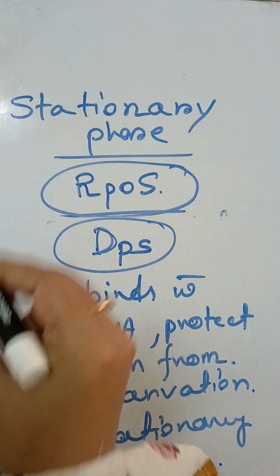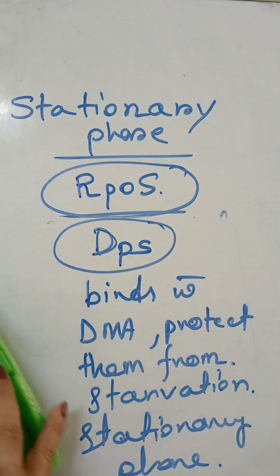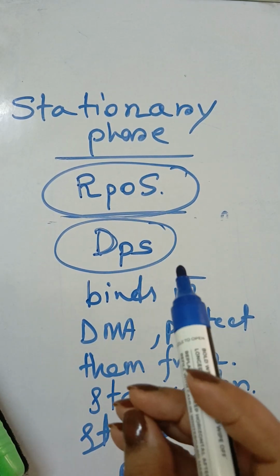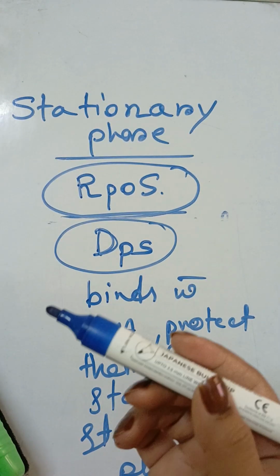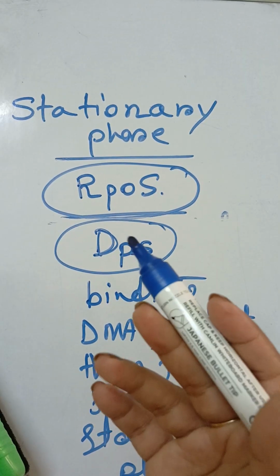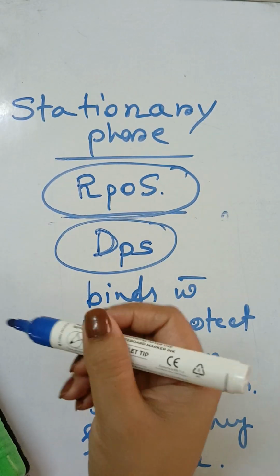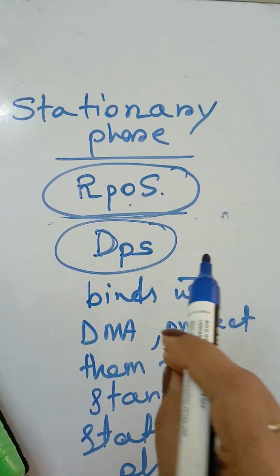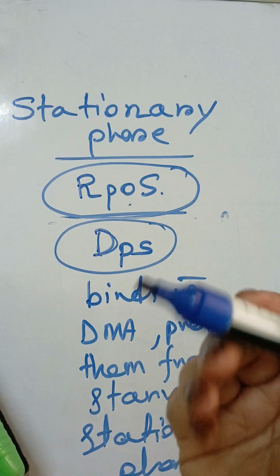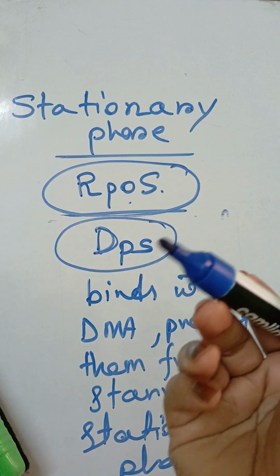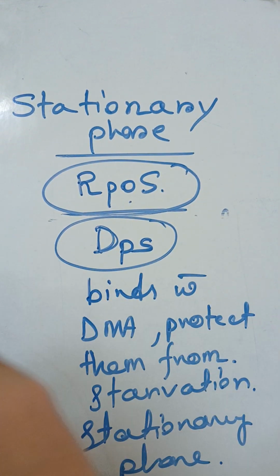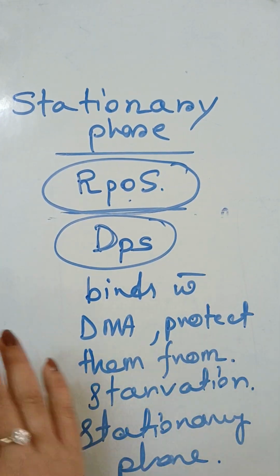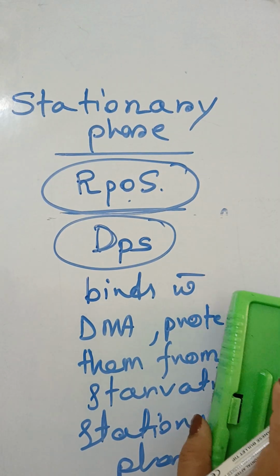So this is the basic of the stationary phase, where there is a balance between cell growth and cell death. Though the cells are not dividing actively, they remain metabolically active, and there are proteins like RpoS and Dps which protect the DNA and help generate other proteins that respond to the starvation process and make the cell much more resistant to the starved condition and other stressful conditions.